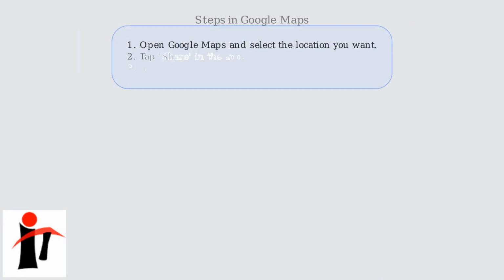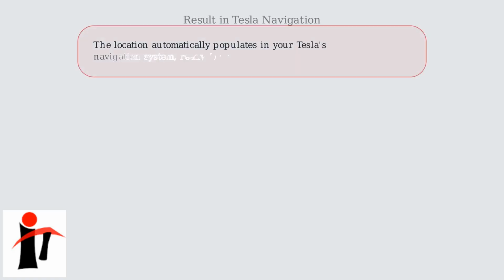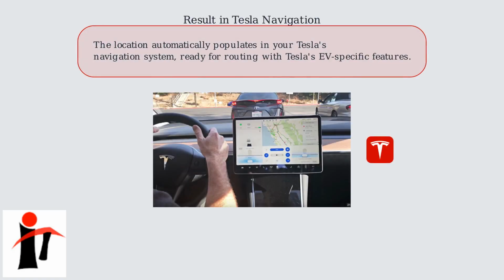To use Share-to-Car, first open Google Maps on your phone and select the destination. Tap the Share button within the app. From the sharing options that appear, choose Tesla to send the location directly to your vehicle. Once shared, the location will automatically appear in your Tesla's navigation system. This integration combines Google Maps' comprehensive data with Tesla's specialized features for electric vehicle routing, including optimal charging stops.